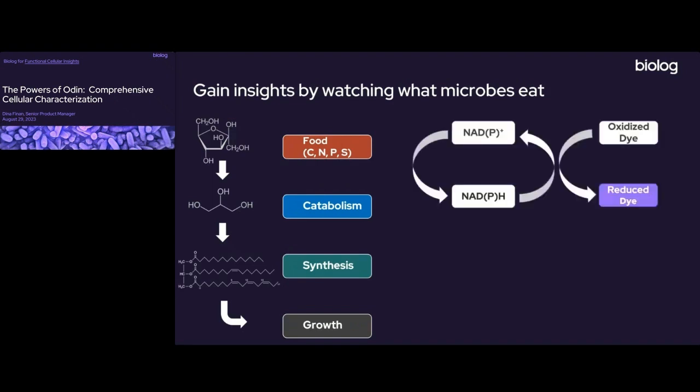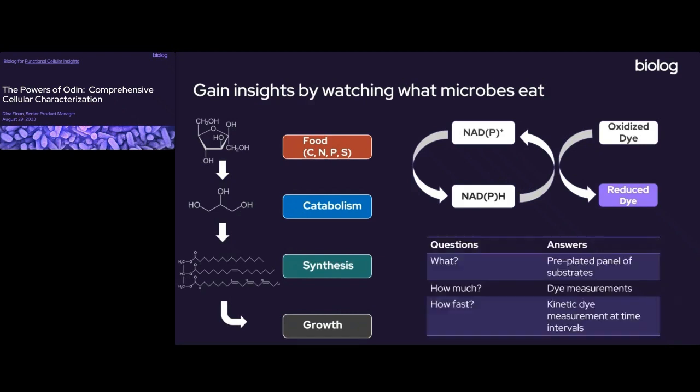And I'm sure that you know that breaking these macromolecules down is controlled by enzymes, and many of those enzymes need cofactors like NADPH to be able to turn over their substrates. And so for our chemistry, we add a redox reporter dye that's cell permeable and colorless when it's oxidized. And then when it gets reduced during these metabolic processes, it turns purple irreversibly. And then we measure this purple color to be able to answer all of these different questions.